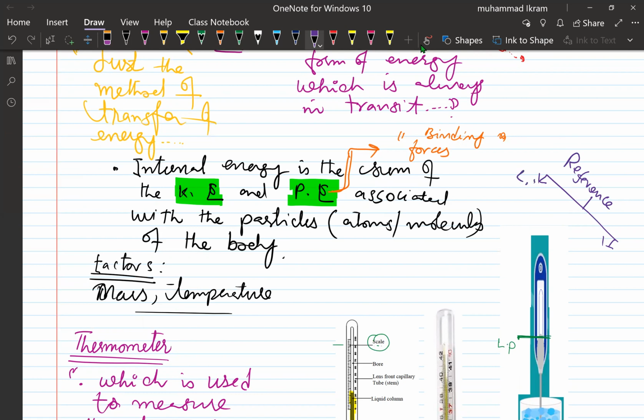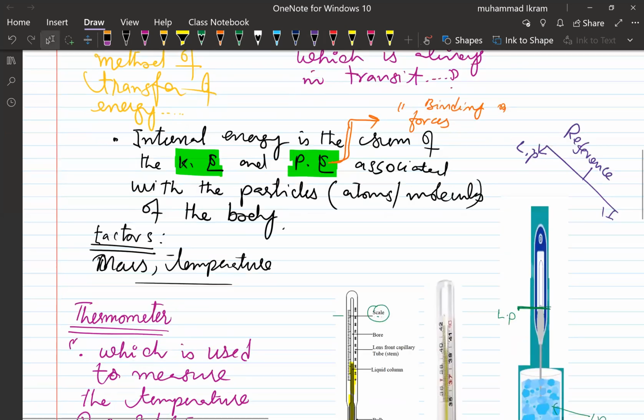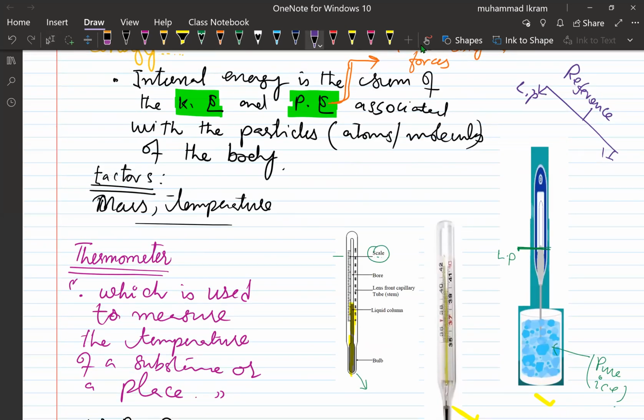So what is the lower reference point? The lower reference point is taken as the freezing point of pure water, right? We will mark the point where the mercury does not descend any further. That point will be marked as the lower reference point.